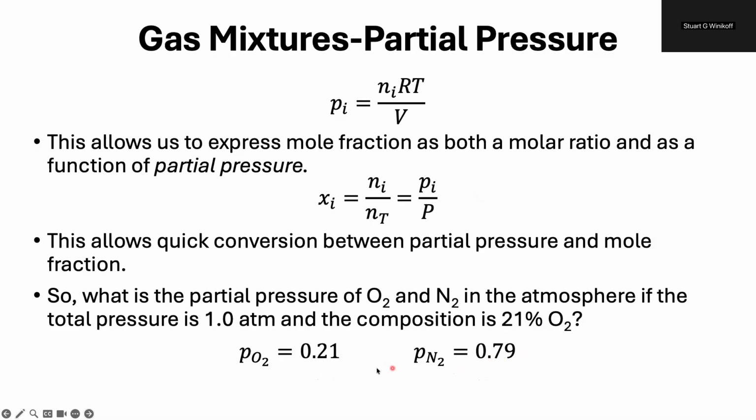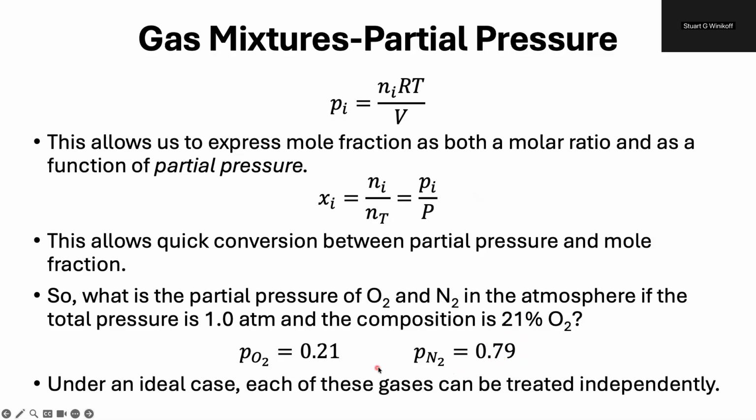Now, again, one of the nice parts is so far we're using the ideal gas law. And under these ideal cases, it means we can treat each of these gases independently. The partial pressure of oxygen doesn't really interfere with the partial pressure of nitrogen. And again, that's going to be really useful and very handy.